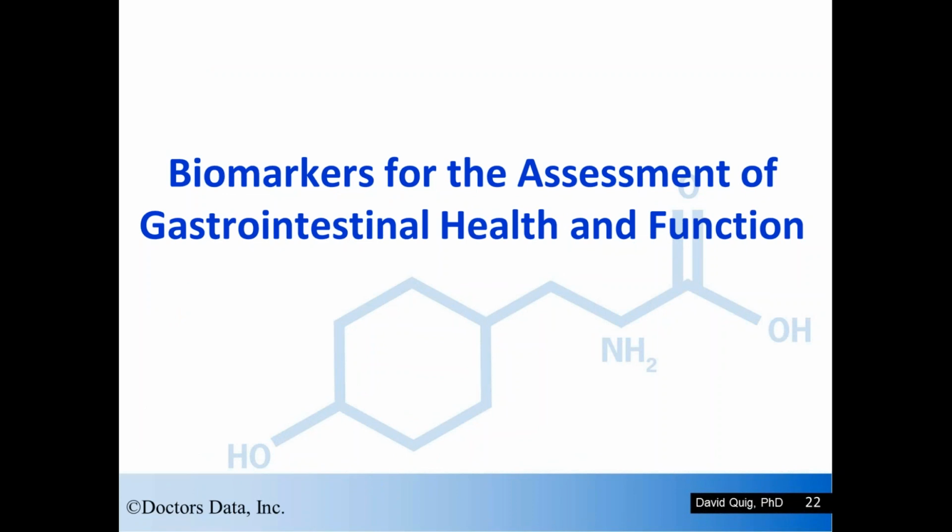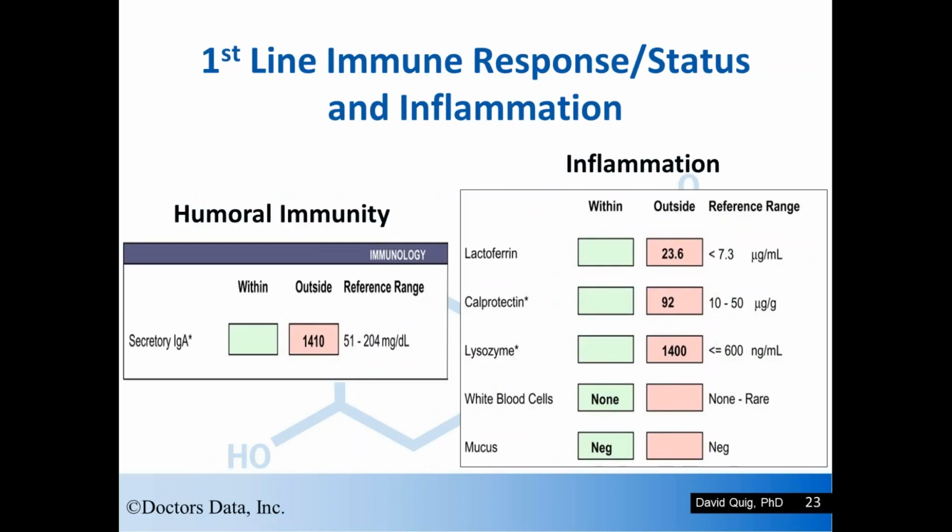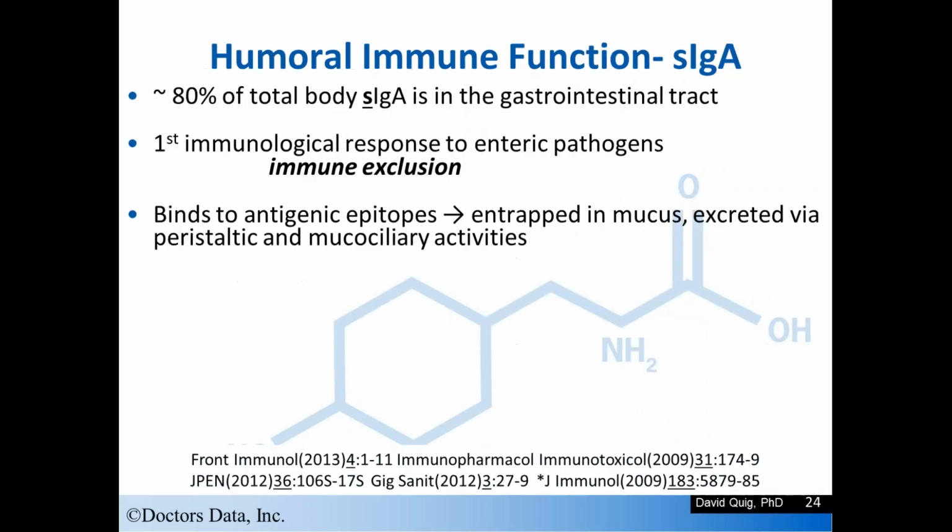So, on to biomarkers for the assessment of gastrointestinal health and function. We have quite a host of markers that really enhance just looking at the microbes and parasites. First, we want to talk about the humoral immune system in the gut, which is the first line of defense. And so we look at secretory IgA, we look at its status and its response to the presence of pathogenic bacteria, yeast, and fungi, and also very significant inflammatory markers.